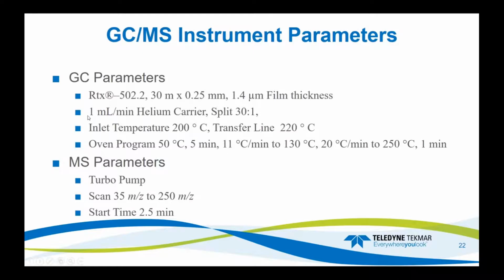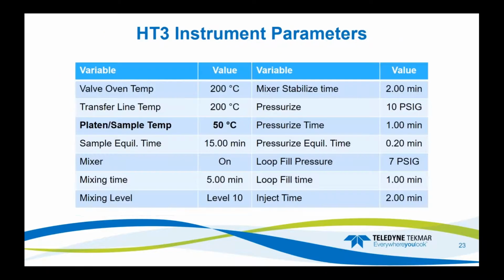The GC parameters we used were a 502 column, 30 meter, with about 1 mil per minute helium flow and a split of 30:1. For the inlet temperatures, we used a VPH oven program starting at 50 degrees. We also used the mass spec with the turbo pump. We scanned from 35 to 250 mass units, and the start time was about 2.5 minutes. For the HT3 itself, these are the parameters we used. And again, to mimic what we did in our manual, we set the platinum sample temperature at 50 degrees.